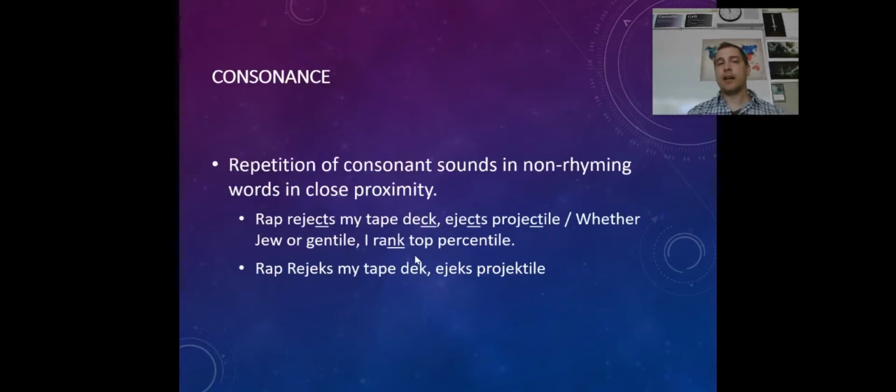And finally, we have consonants, and this is the repetition of consonant sounds in non-rhyming words of close proximity. And so we have a Fuji's line where they say, the rap rejects my tape deck, ejects projectile, whether Jew or Gentile, I rank top percentile. And so we have the K sound in there, repeated, right? And, if we were to put it in simpler spelling, it would probably just always be spelled with a K. Rejects my tape deck, rejects projectile.